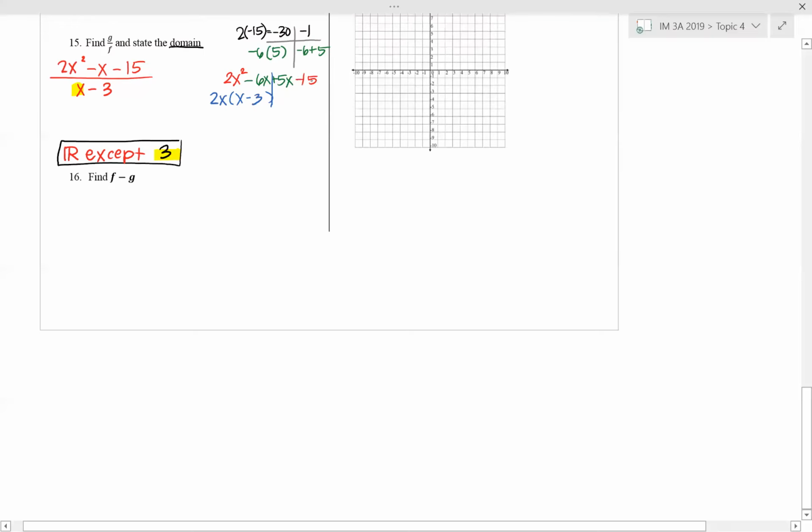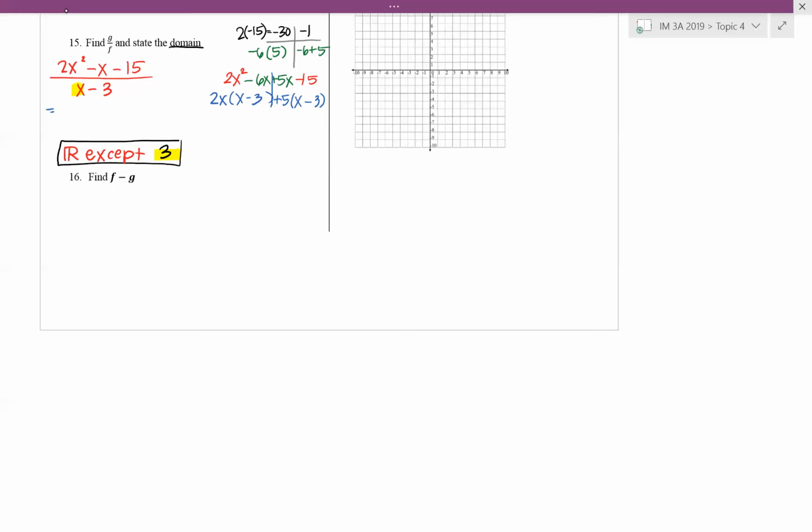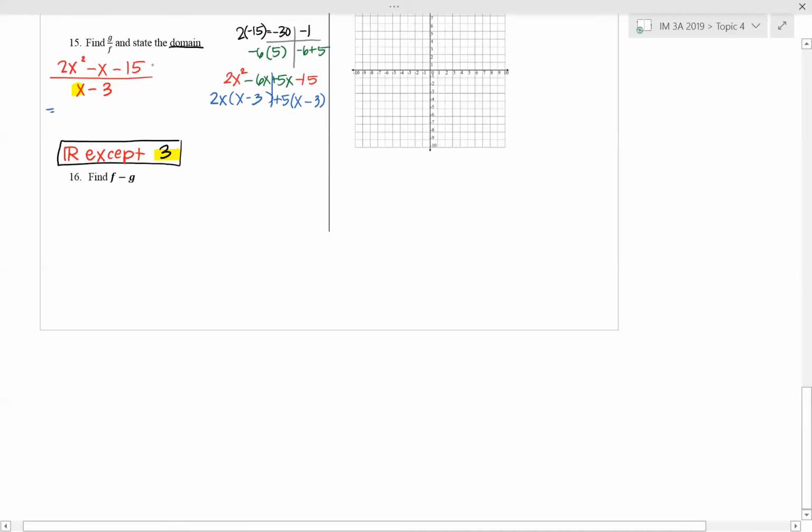So the first two terms had a common factor of 2x. The second two terms have a common factor of 5. So I'm going to put plus 5, and then I'm dividing both terms by 5. That's going to leave me with x minus 3, just like the first one. So that means that the factors of 2x squared minus x minus 15 is x minus 3 times 2x plus 5.